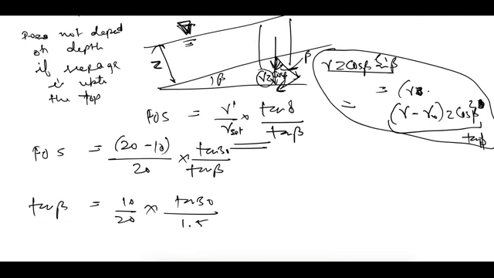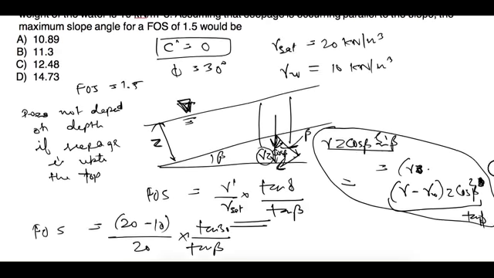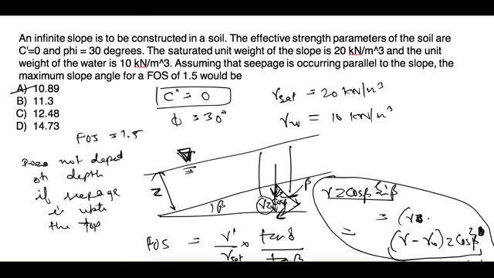So if you calculate this, beta comes out to be 10.89 degrees. This is the answer.